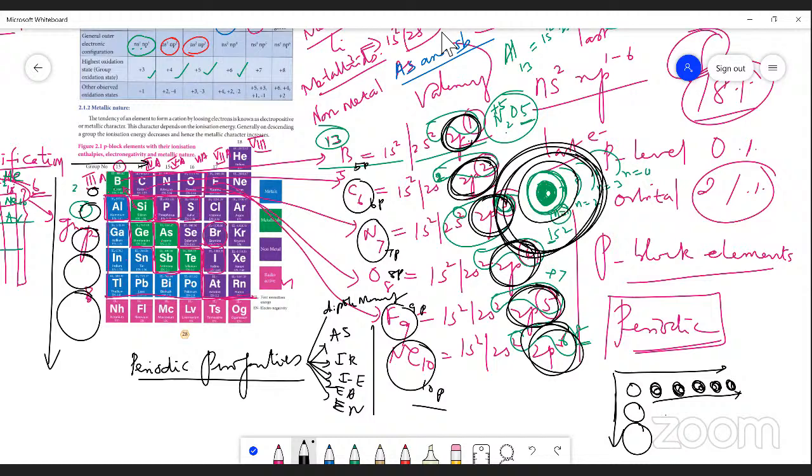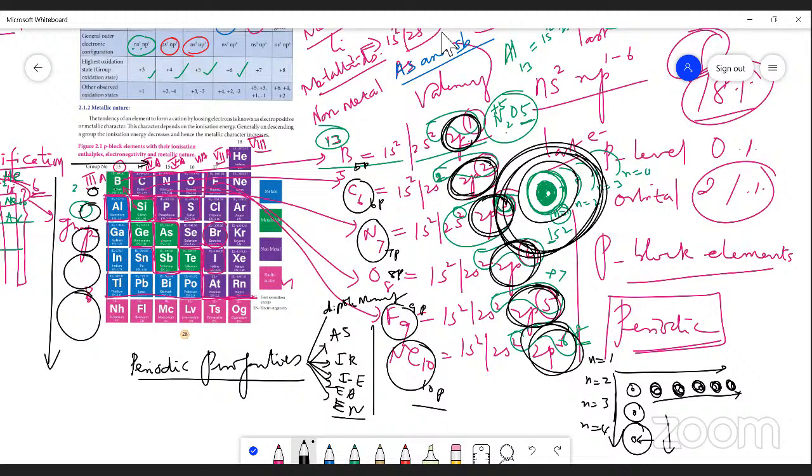While you are moving down the group, what will happen? The added electrons are added to a new shell. The first group we can set as n equals 1, the second group n equals 2, n equals 3, n equals 4. All electrons are going to a new shell, so the size will increase. If the size is increasing, attraction will decrease. Attraction is decreasing, so size will increase. These are periodic properties. You have studied already that electronegativity and electron affinity are also based on the size.